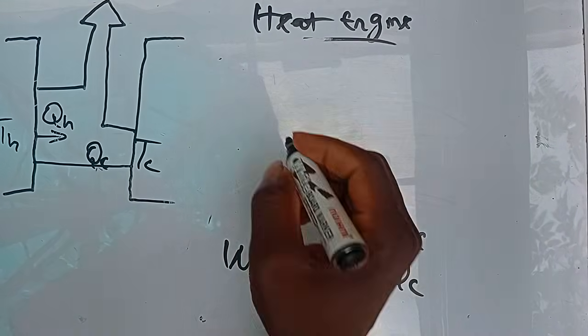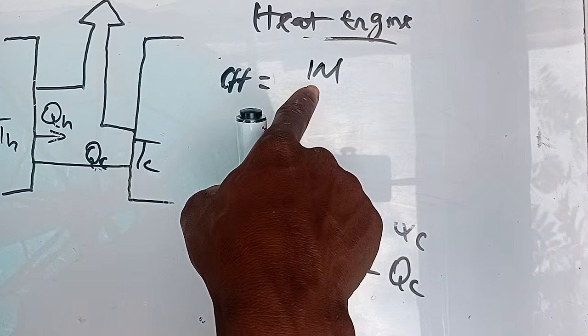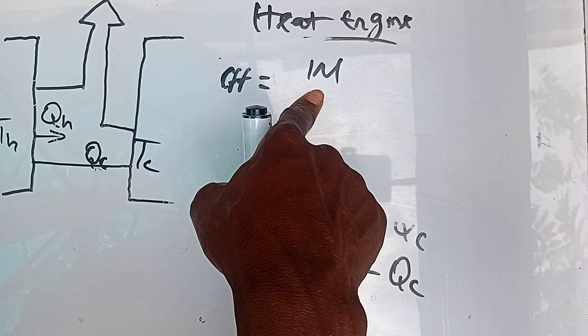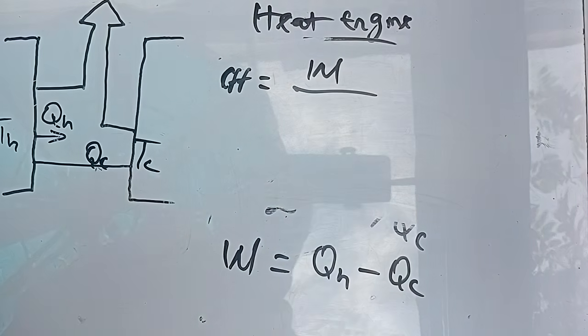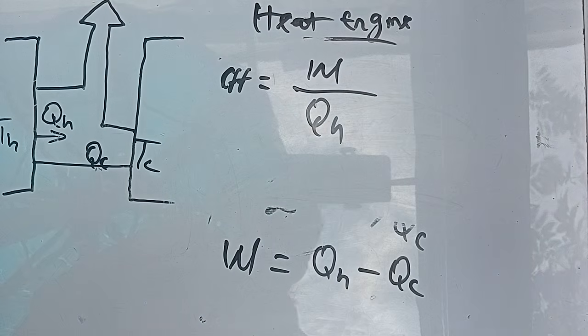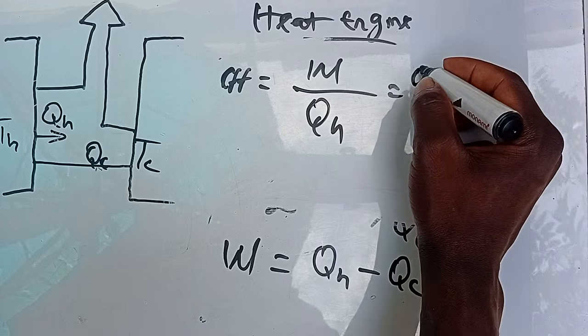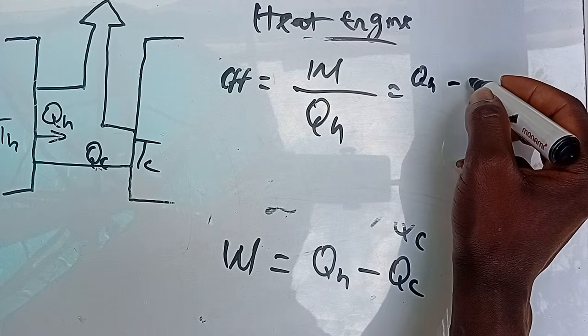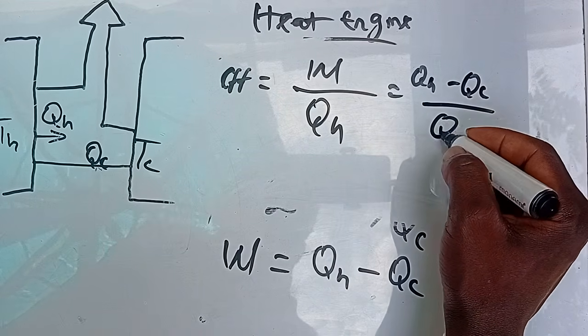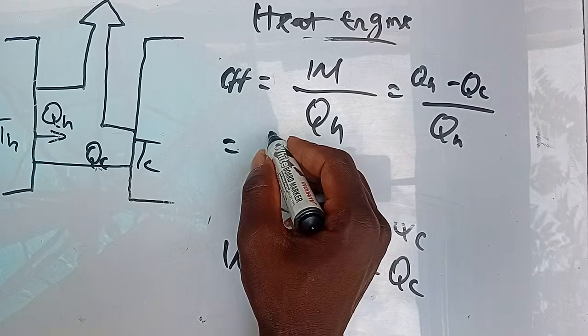Now, the efficiency of a heat engine. The efficiency of a heat engine, EFF, equals the work done divided by the heat we extracted from the hot reservoir. Work over QH. And note, our work is QH minus QC, isn't it? So this can be written as QH minus QC over QH, isn't it?